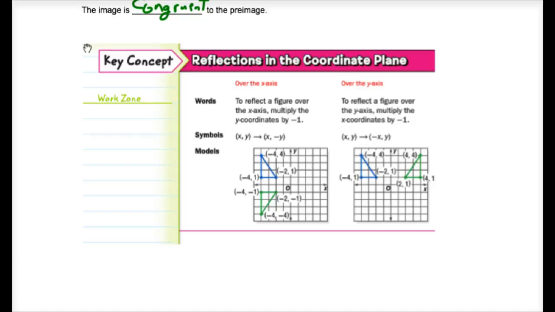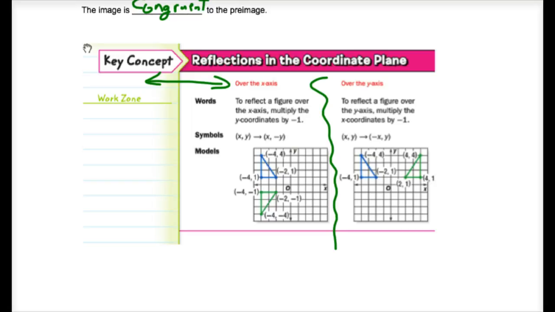To reflect something over the x-axis, which way does the x-axis run? Horizontally. So they're going to say reflected over the x-axis. To reflect the figure over the x-axis, multiply the y-coordinates by -1. That's all you got to do. (x, y) becomes (x, -y). Multiplied by -1 is just going to change the sign on it.